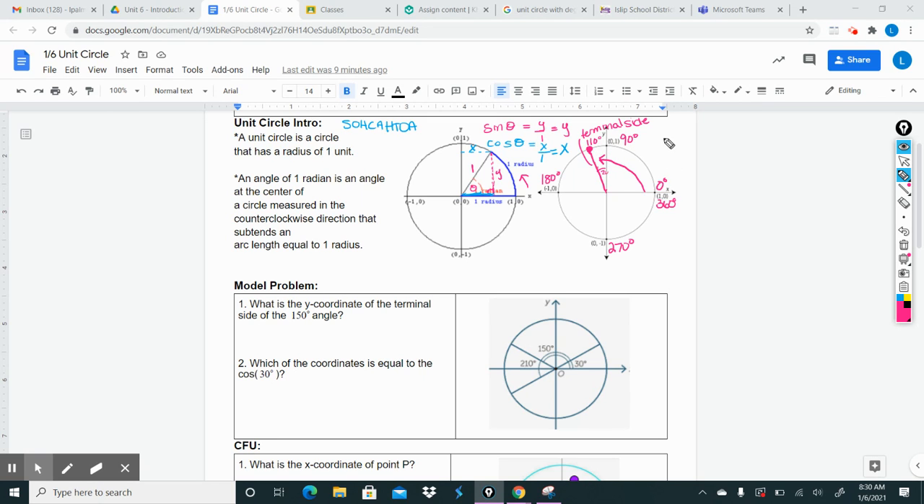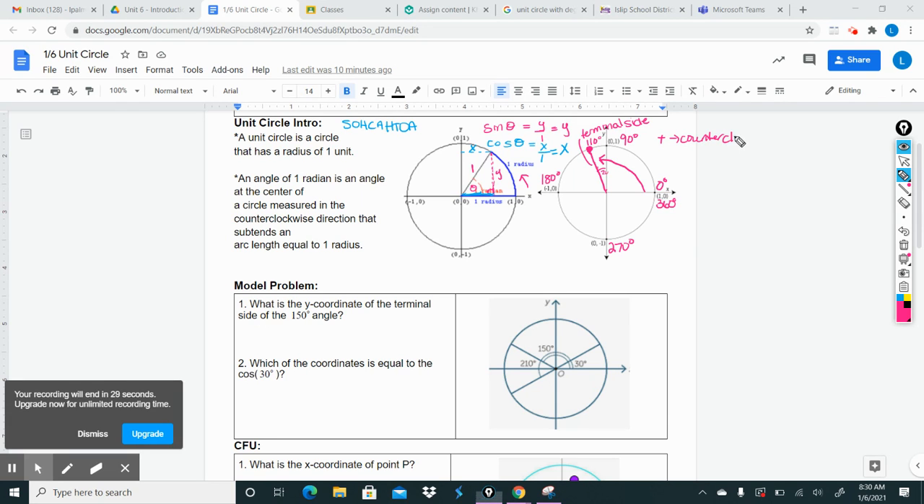We have to remember we're always going for positive degrees counterclockwise, and for negative degrees, we are going clockwise. It's always the backwards way of a clock.